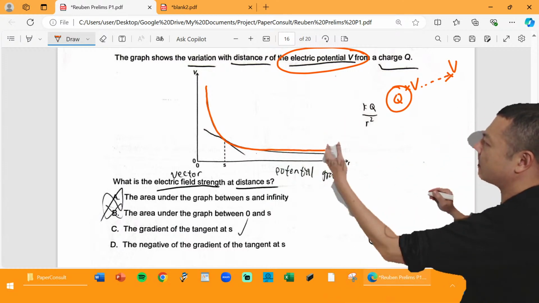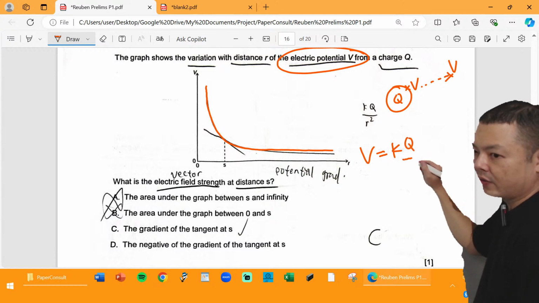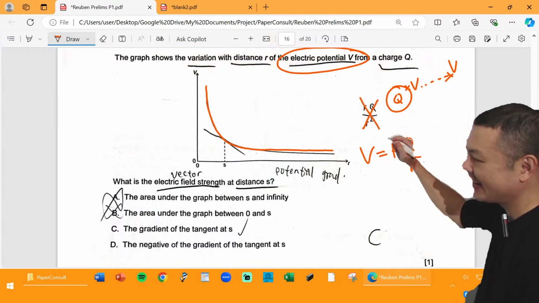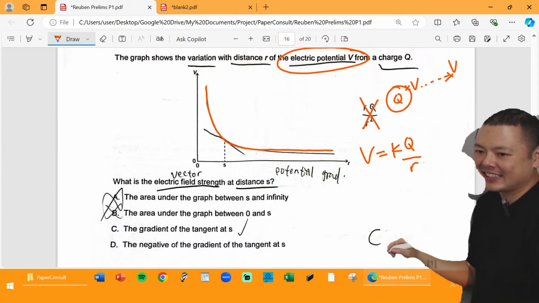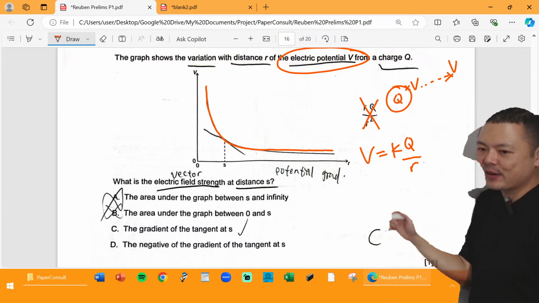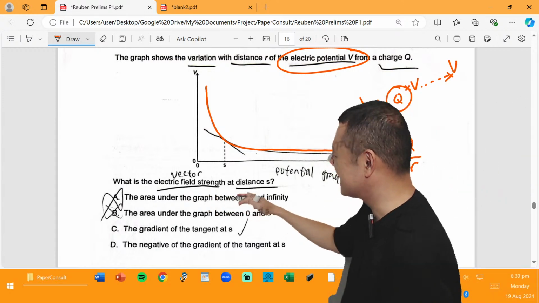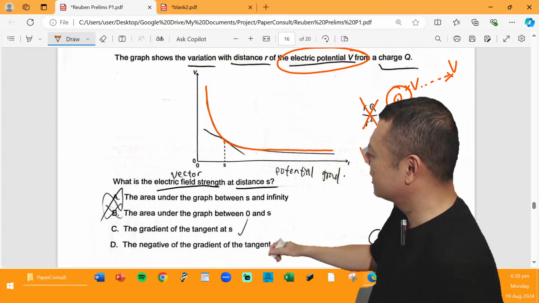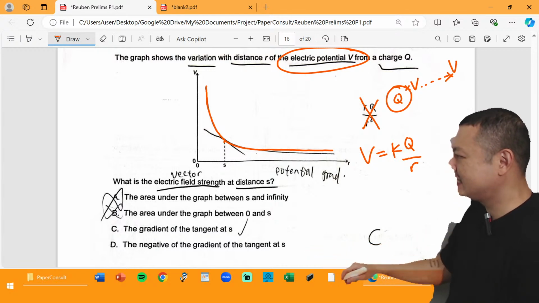The reason why the graph looks like this is because V equals KQ over R, no square. When do you use the square? Field strength. So they want the field strength against distance, is it? They want field strength, then it's just a tangent. Oh, wait, there's another option here. Damn it. Yeah, the answer is D.